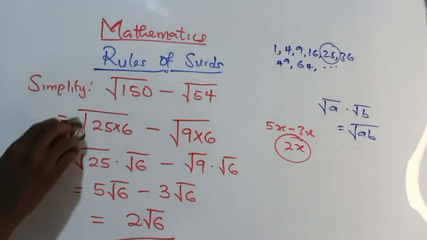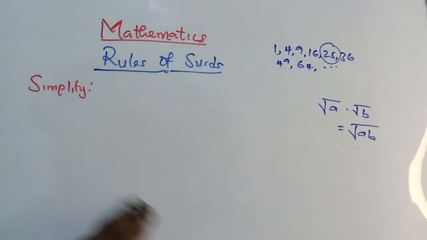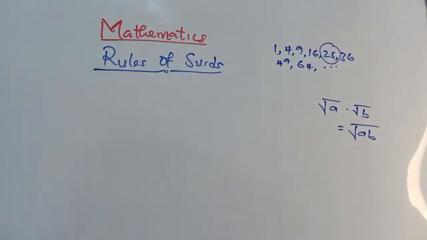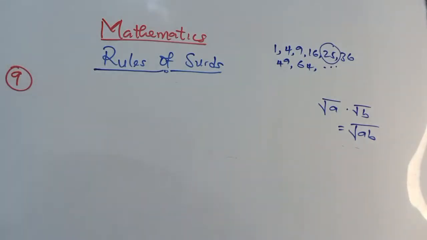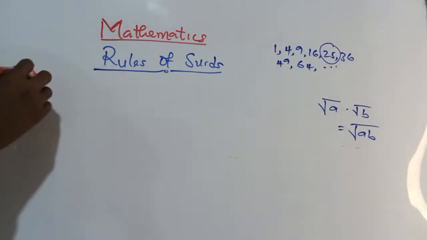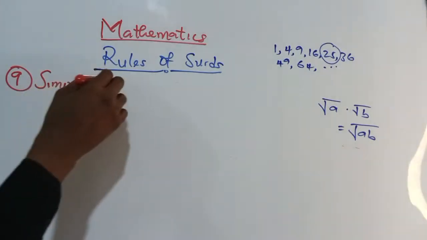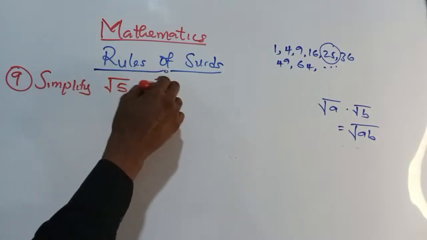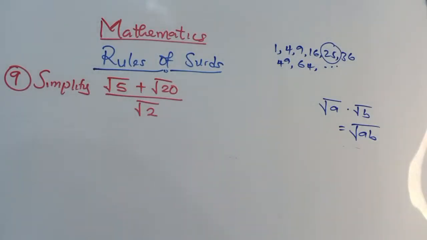All right, number 9. Question 9 says we should simplify root 5 plus root 20 over root 2. So we are going deeper.